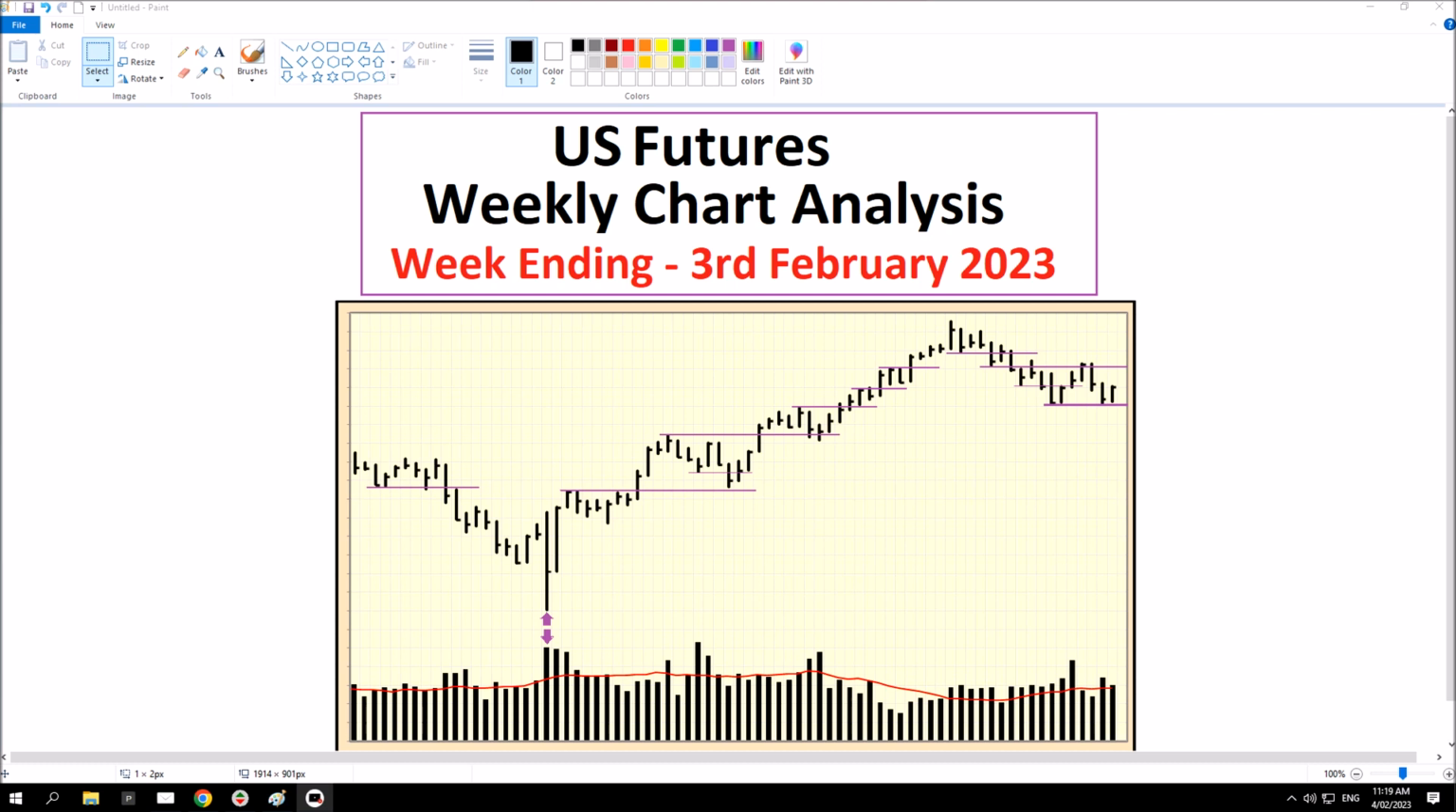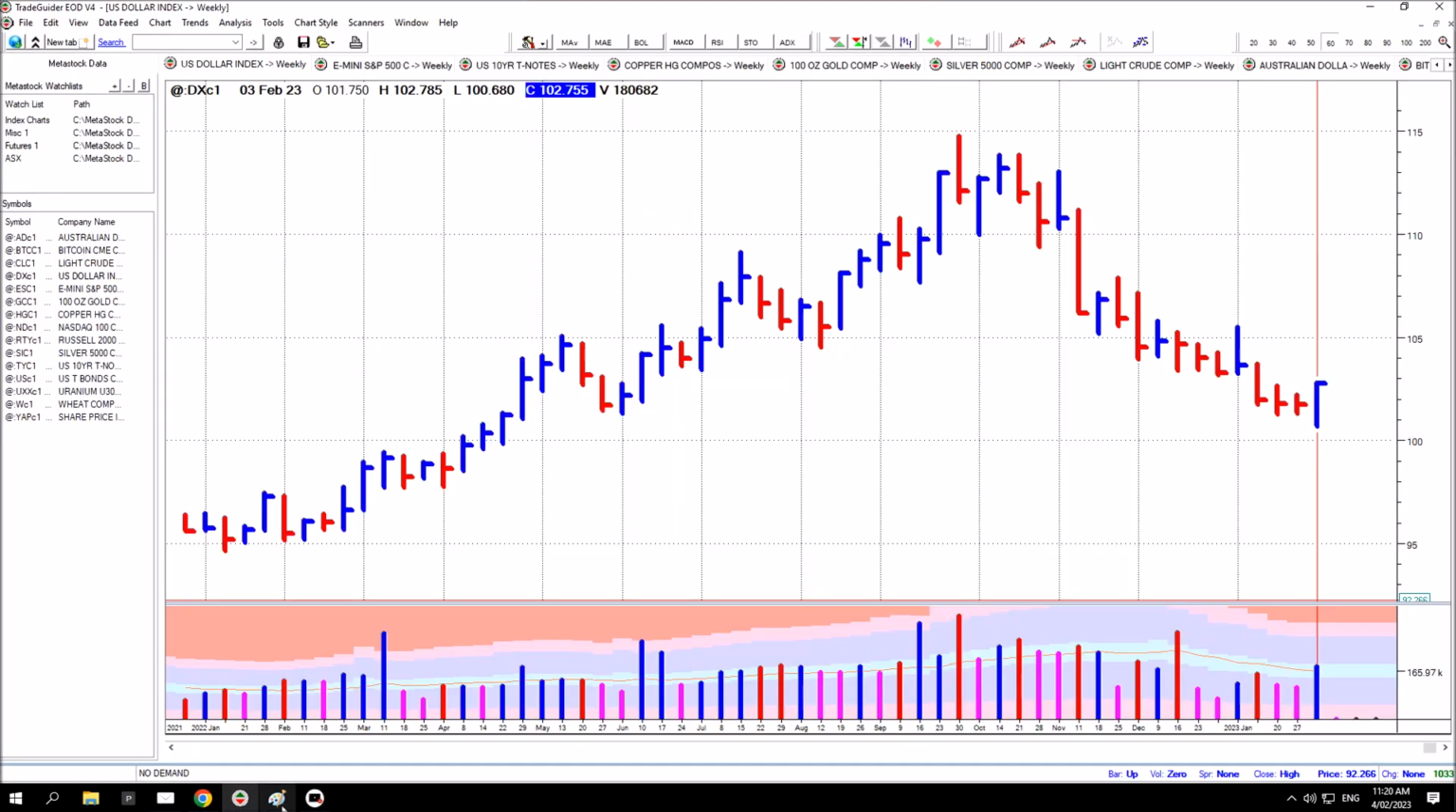This is the US Futures Weekly Chart Analysis for the week ending 3rd of February 2023. First chart is the US Dollar Index Futures. You can see that price traded both above and below the previous close this week, which is showing you that there was quite a bit of volatility in the market.